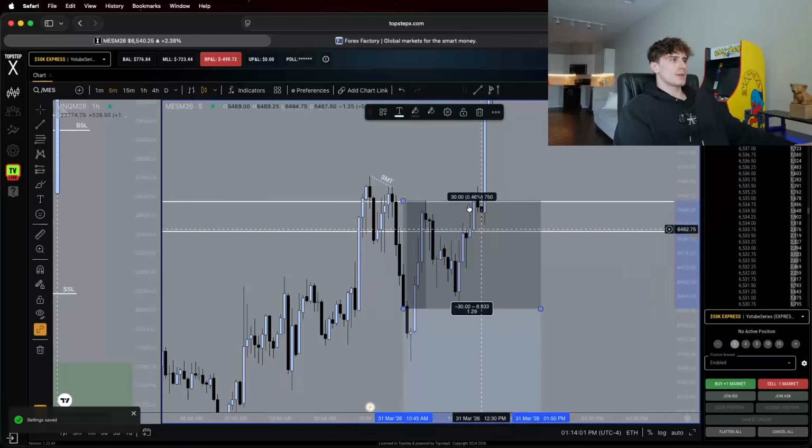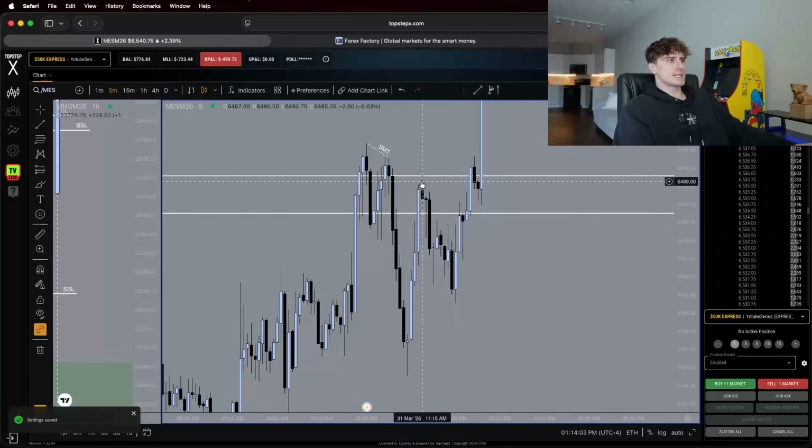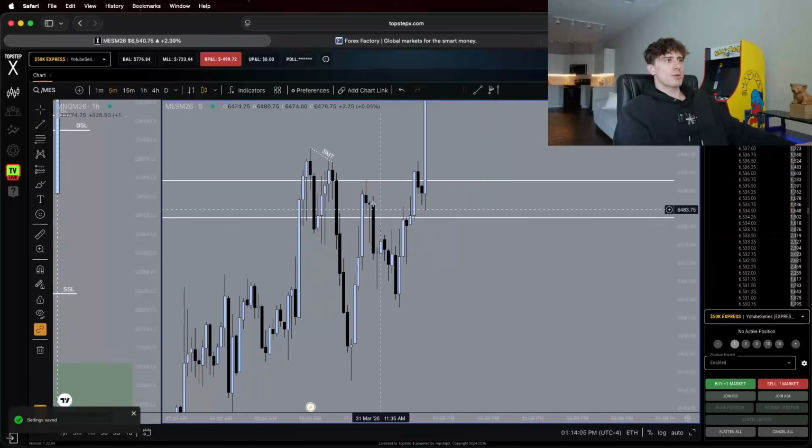Because at this point, if price puts in this high right here and we're displacing lower, if price comes back up to take out this high, we're taking out these highs too. There's no doubt about it. We're not going to sweep this high right here and then move lower.